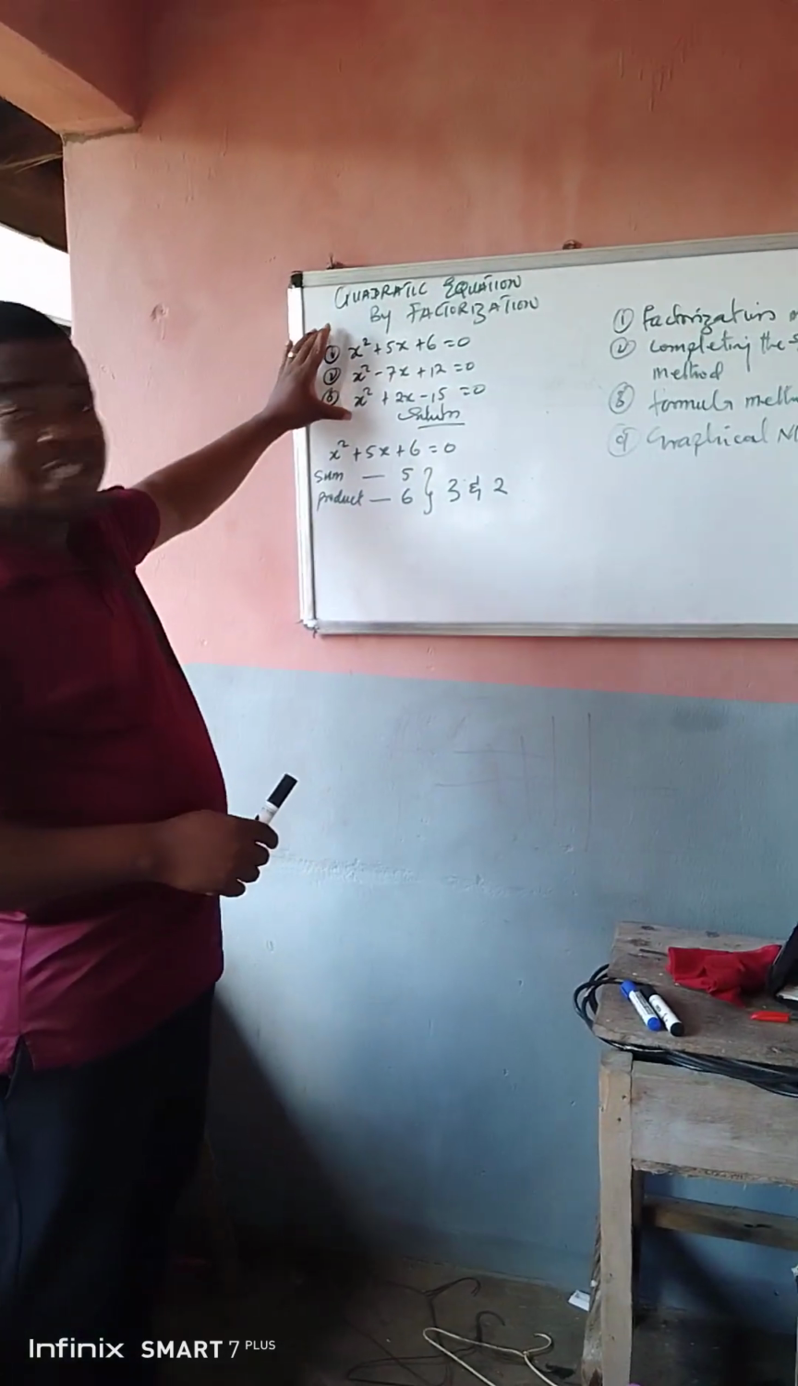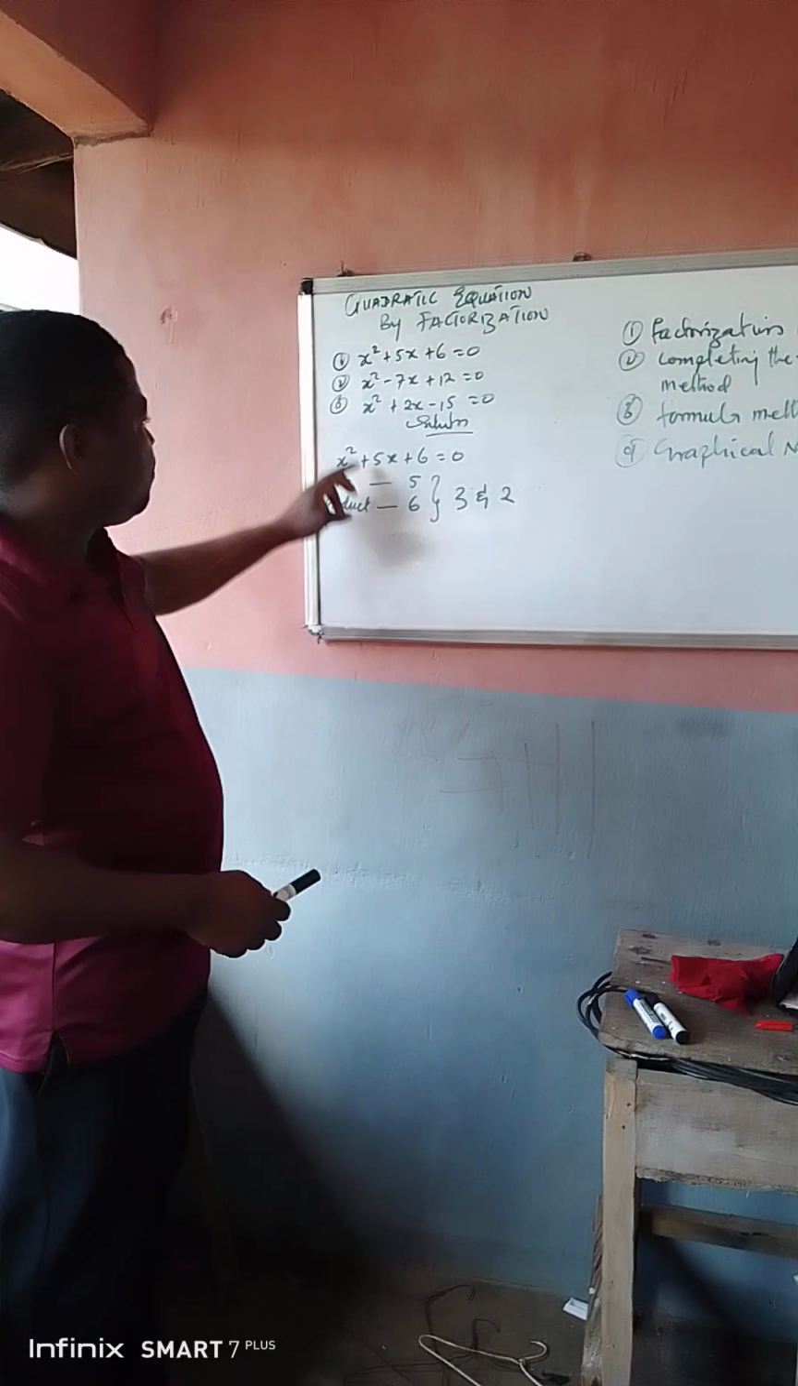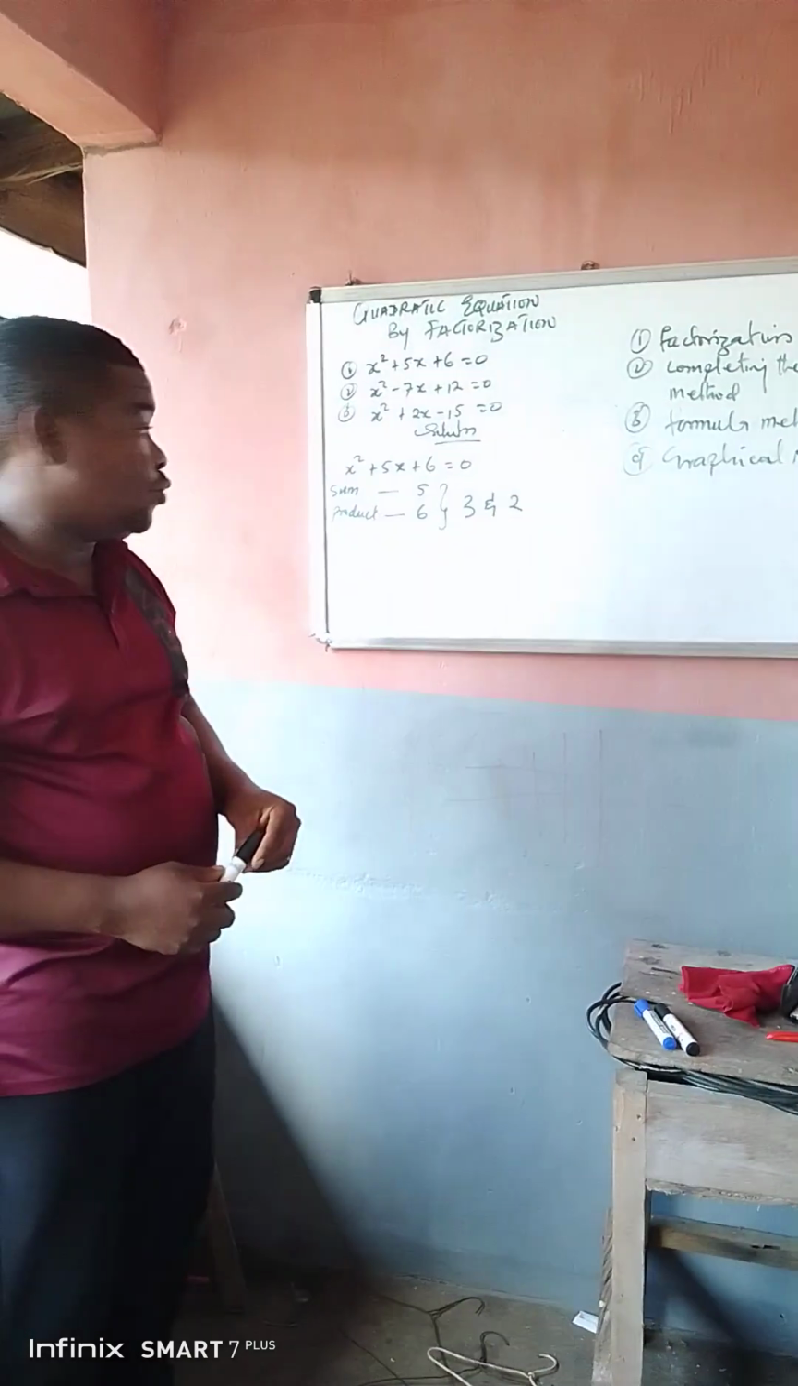We have three examples here. I'll do one and you go ahead and try the other two. We have x squared plus 5x plus 6 equal to 0.